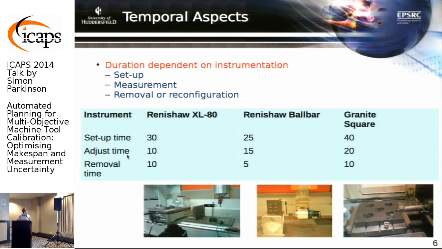A little bit on the temporal aspects. When they set up instruments to measure these errors, there's loads of different instrumentation you can use, but each one will take different time to set up, different time to measure, and different time to remove. In some cases, you can optimize because the same equipment can be used to measure different errors. On the bottom left, you can see a Renishaw XL80 laser interferometer, which is set up to measure positional deviation as the machine moves. But by just changing the optics of the laser, you can easily measure straightness and angular deviation as you move.